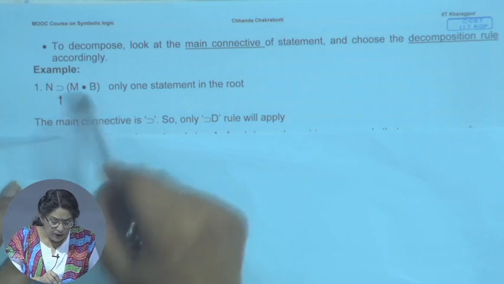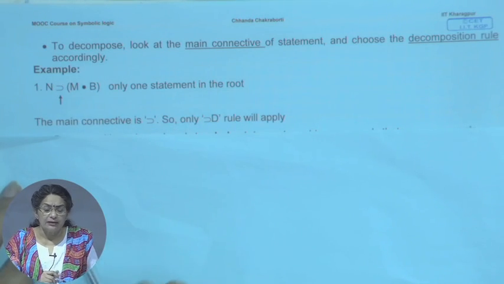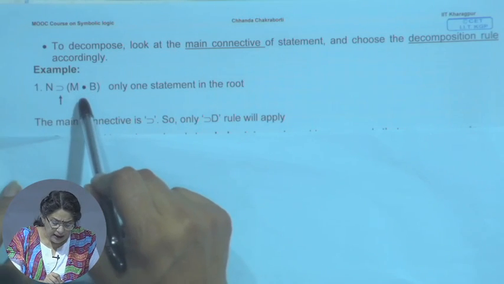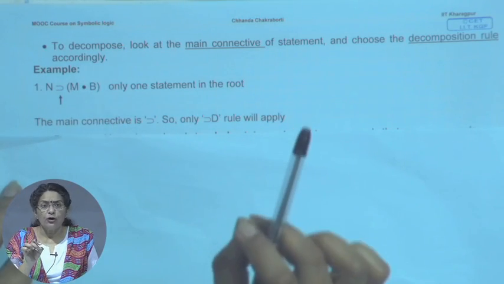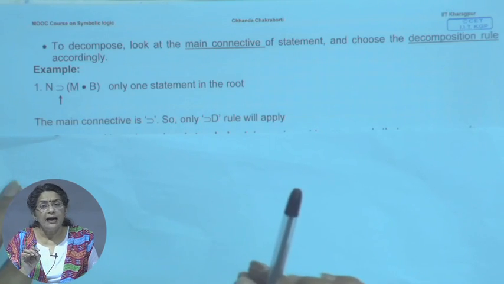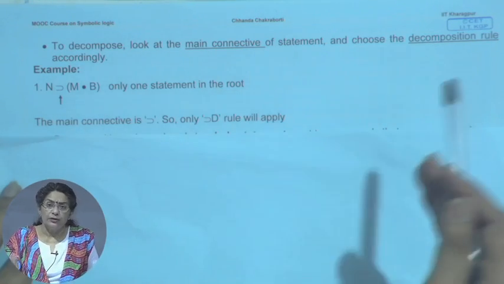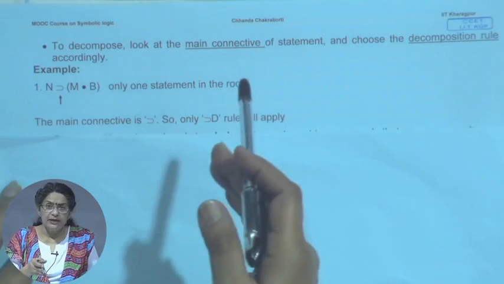Now, you will say, but what about this dot? How can I get into that? The answer is, once you have decomposed the horseshoe, only after that does the dot inside M dot B become accessible to you, not before that. That is the order in which you get at the main connective in order to get into the sub connectives. All right. So, that we have to remember. Otherwise there will be errors.